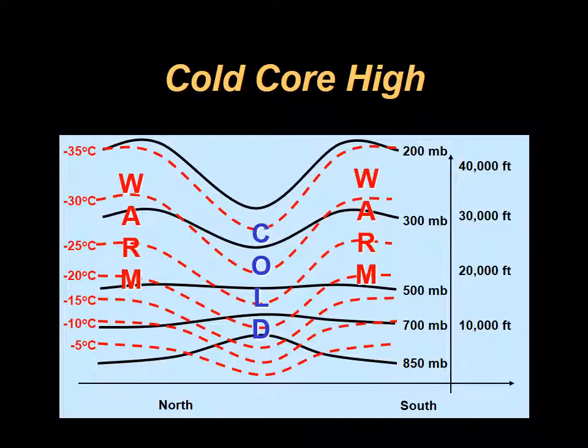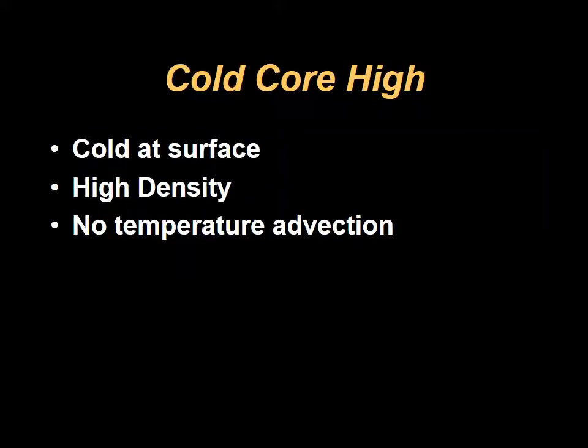So this is what a cold core high looks like. It looks a lot like a cold core low, except at the surface. At the surface, you'll have relatively higher pressure, but because of the cold air and the thickness between each successive pressure layer, eventually you get up to the upper atmosphere and there's actually a low on top of the surface high. So with a cold core high, it's cold at the surface, the air density is very high, and you don't see much temperature advection at upper levels.